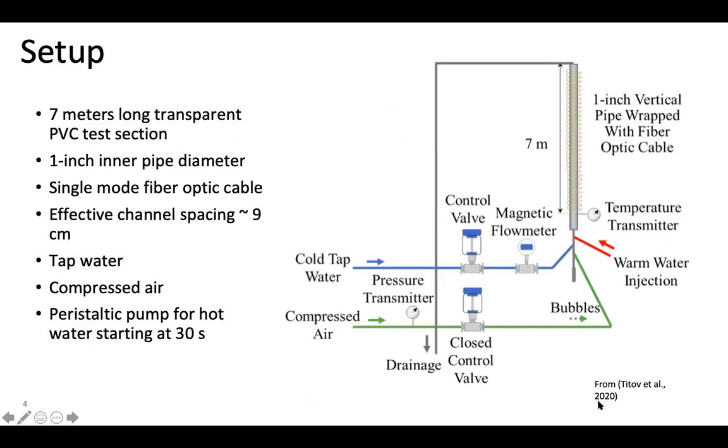The recorded DAS data was obtained from the following setup. The setup design consisted of a 7-meter long transparent PVC with a 1-inch inner diameter that was wrapped with a fiber optic cable of a single mode, as shown in this section. There was an effective channel spacing of about 9 centimeters, and at the bottom, cold tap water and compressed air to generate the flow of bubbles were injected. There was also the injection of hot water using a peristaltic pump, which started at 30 seconds into the recording.